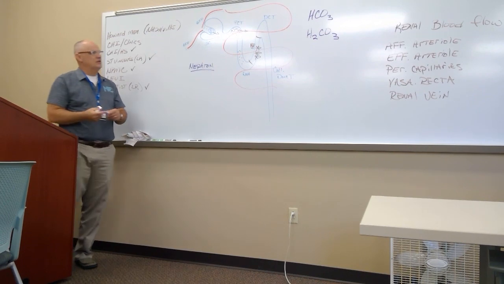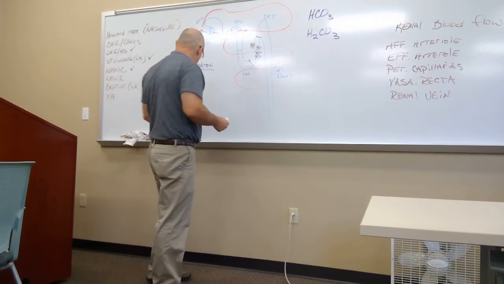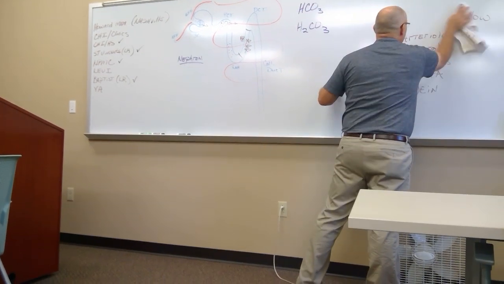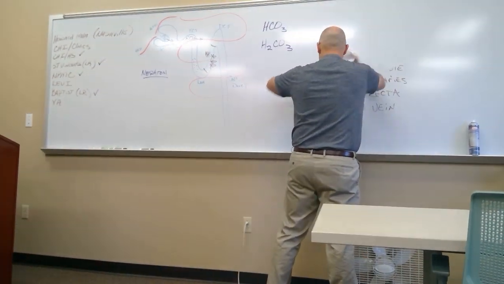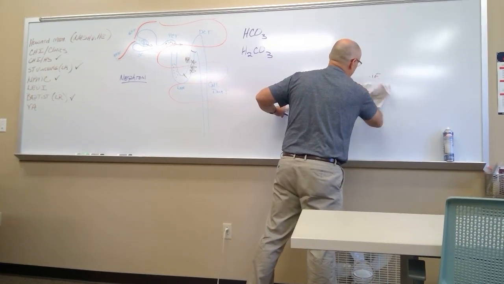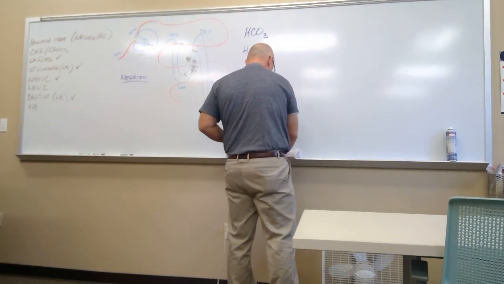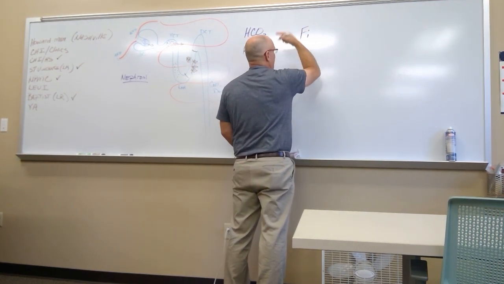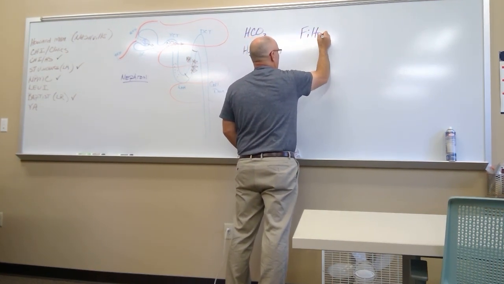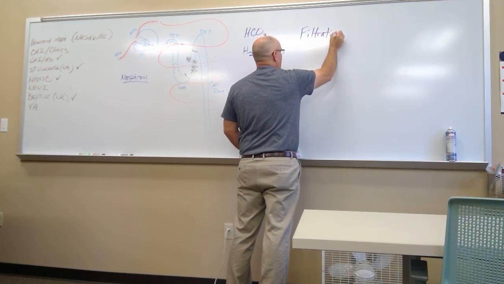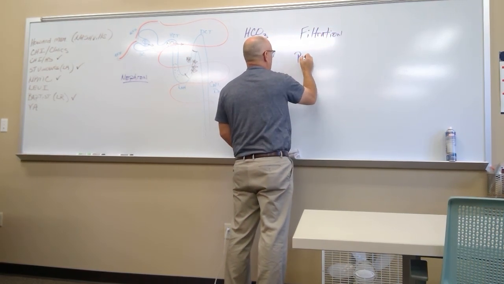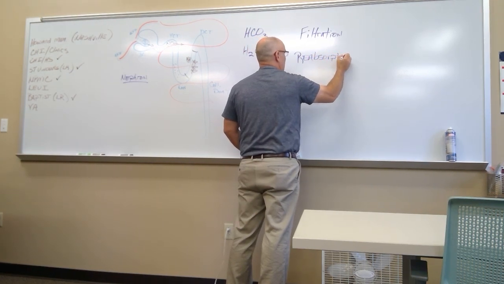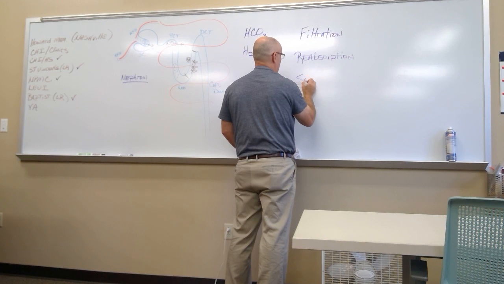All right, the next thing we're gonna talk about is blood flow. So 3 of the things that I've talked about today, I've talked about filtration. You guys tell me what on the nephron is involved in filtration. Good, the glomerulus, right? And then we talked about reabsorption. Secretion.